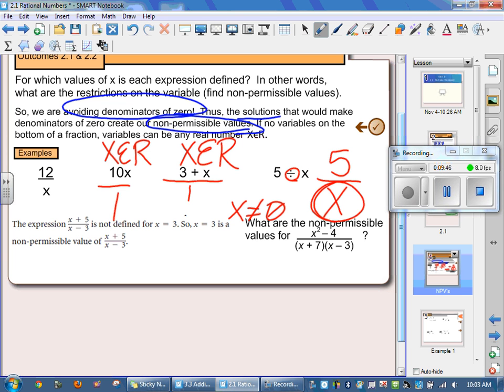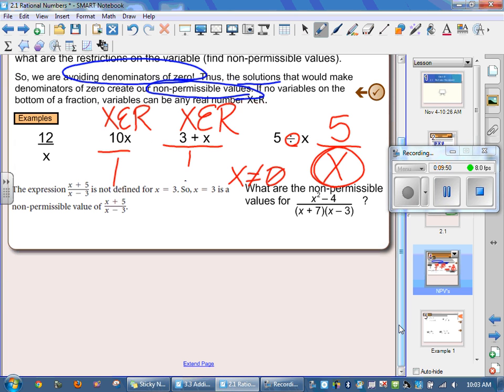The bottom of the page says x plus 3 divided by x minus 3. It's not defined for x equals 3, so x equals 3 is what we call a non-permissible value. Why do they say x equals 3 would be non-permissible? The way we would write that is x cannot be 3. That's our non-permissible value. So why is it not positive 3? How did I get a 3 from that? Right, if you plug the 3 in where the x is, 3 subtract 3 gives you 0.